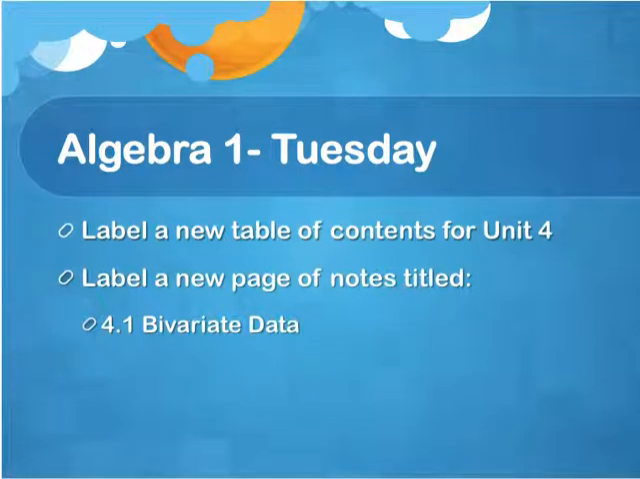Alright guys, so today we're going to be talking about a new unit. So go ahead and label a new table of contents for Unit 4. And then also label a new page of notes. And today's notes are going to be called 4.1 Bivariate Data.